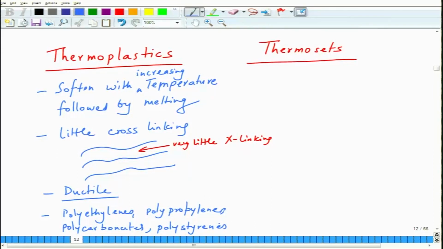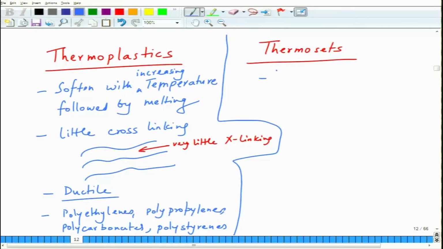You will see typically the name is poly, right? So it's like many ethylene molecules, many propylene molecules, many carbonates, many styrenes put together. Okay. So this is the category which is called the thermoplastics. Thermosets, on the other hand, they have a behavior.